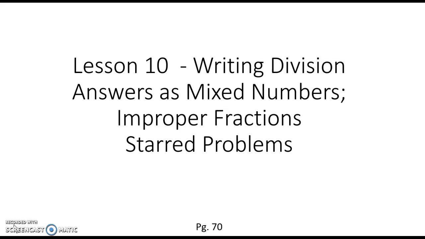That's a whole number and a fraction. And then we're going to do some improper fraction problems as well. Those are when the numerator, or the top number, is larger than the denominator, which is the bottom number. These are the starred problems from Lesson 10, and you'll find them on page 70 of your Saxon Course 2 book. Let's get started.